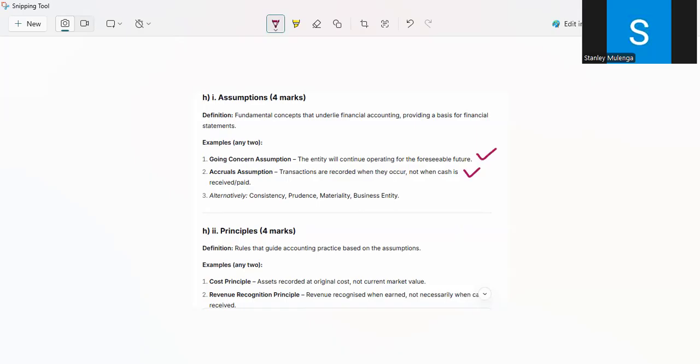So these assumptions are important. The accruals assumption, we can give an example. If you sell a good today on credit, you record it as a sale today, not because you received money today, but because the transaction has happened now. We also have the business entity assumption, which simply assumes that a business should be separate from the owner.